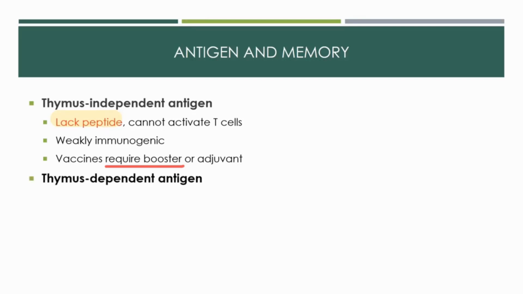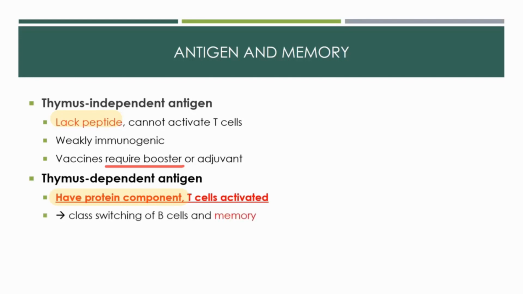Conversely, a thymus-dependent antigen has a protein component, which means T cells will be activated as a result. And we know T cells are necessary for B cell class switching, so we get a stronger IgG response. And T cells are also needed for memory cells to be created, so the immune response to foreign protein is much longer lasting.